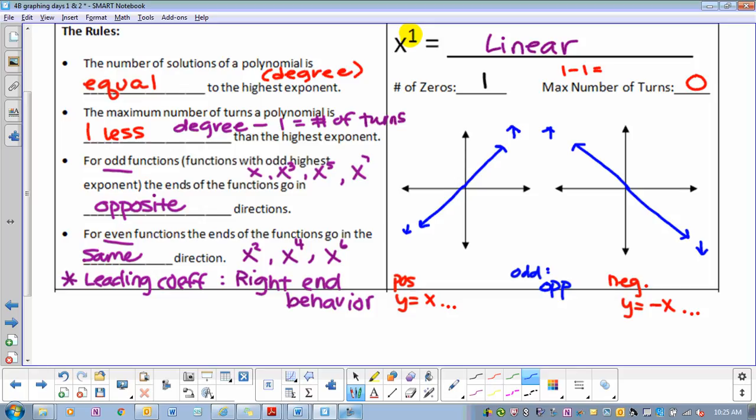Like, you guys have so much more knowledge about these polynomials and graphs and stuff now. Put it away.